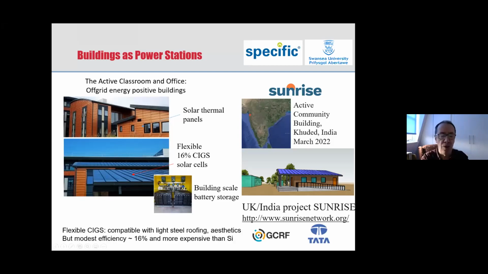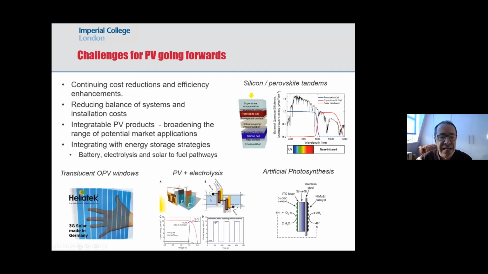But that's all with these CIGS solar cells. They work well because it's a thin film technology, which means it can be deposited on a flexible substrate, but it's not the ideal technology. It's not as efficient as silicon, and it's a lot more expensive than silicon, at least in this flexible form.